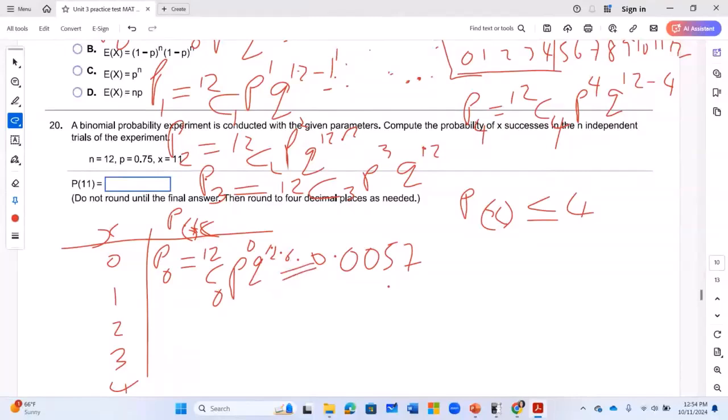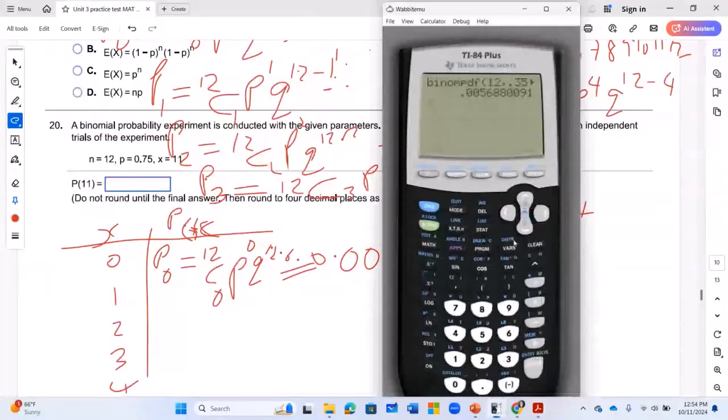Then I'm going to find P1. So I'm going to pull my calculator again. And because it's P1, I can just do second enter, arrow in, and change that to 1. That way I won't waste time. I hit enter, and I'll get 0.0368.